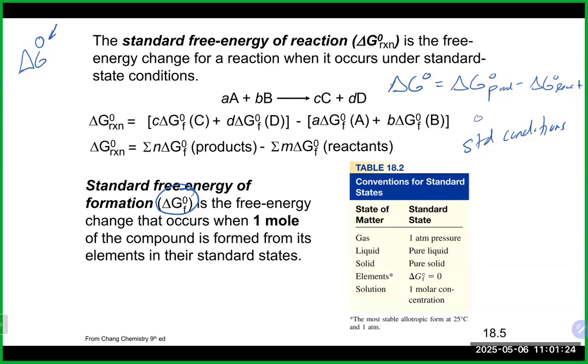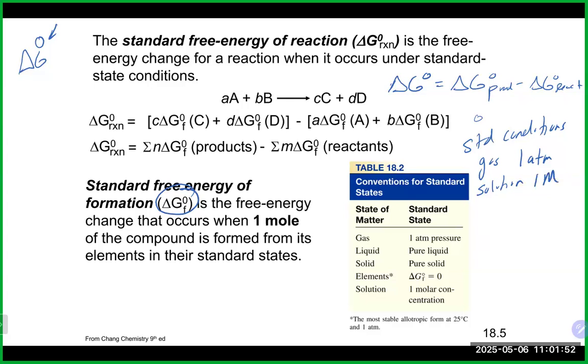You see that little naught on one of those values. What does that mean? For the most part, it's usually considered sort of table conditions, like you look it up in the table. And what that really means is, if it's a gas, then all the pressures need to be 1 atmosphere or 1 bar. If you're dealing with some type of solution, the concentration needs to be 1 molar.